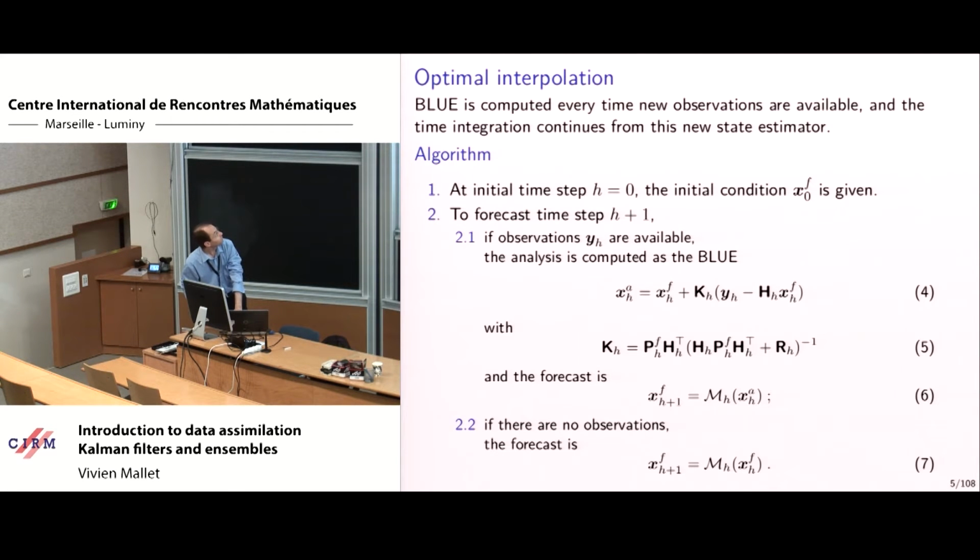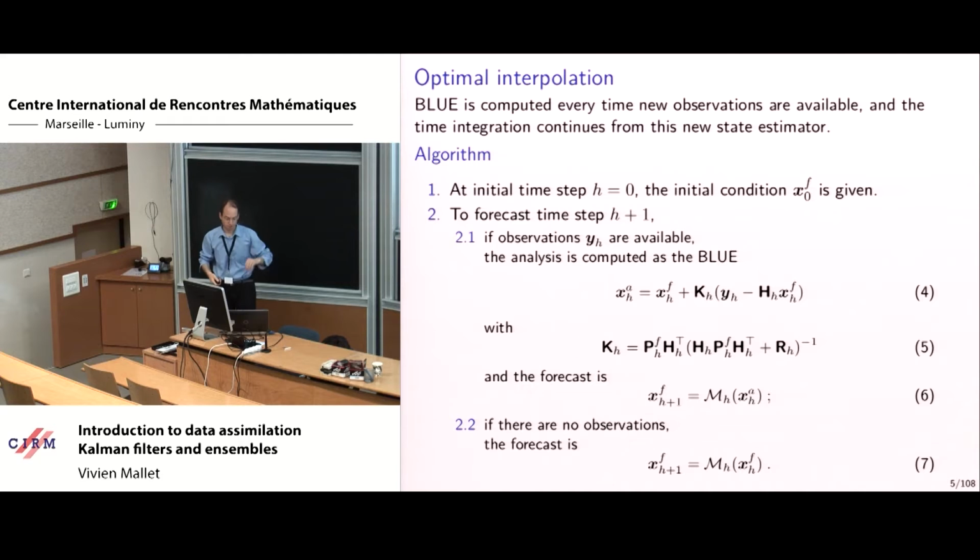All right. So there is one simple algorithm before going to the Kalman filter, which would be an improvement over this one, which is called optimal interpolation. It's like the 4D-Var if you have a linear observation operator. But it goes this way. So you're going to compute BLUE every time you have observations. That's the point. So that's mainly the algorithm. So here reads the algorithm. You start from an initial condition at step H equals 0. You have your initial state, XF0.